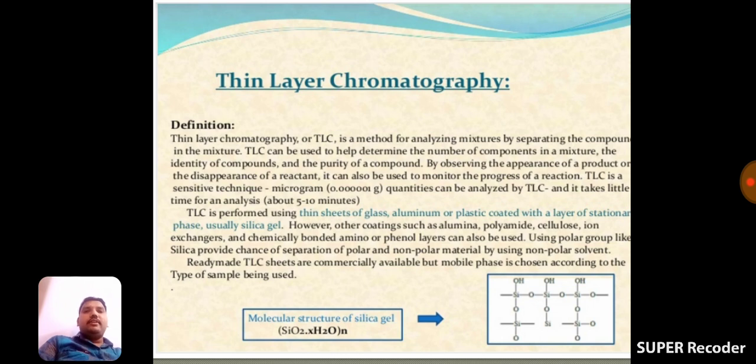Definition of thin layer chromatography. Thin layer chromatography, or TLC, is a method for analyzing mixtures by separating the compounds in the mixture. TLC can be used to help determine the number of components in a mixture. In thin layer chromatography, we determine the number of components present in a mixture, the identity of the compounds and the purity of the compounds.